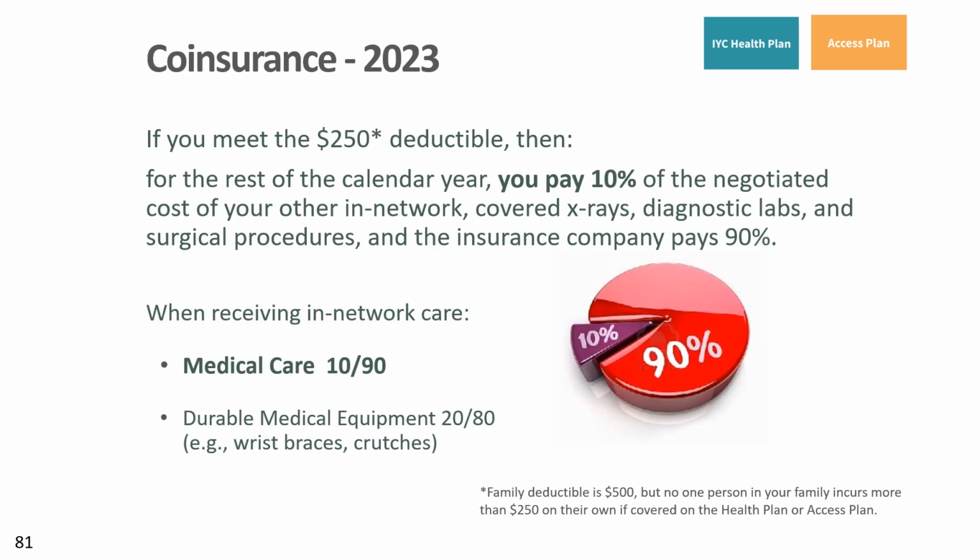If you do meet your annual deductible, then coinsurance kicks in and you begin to pay just 10% of the remaining X-ray costs, diagnostic labs, and surgical procedures for the year. The insurance company picks up the other 90% for you.